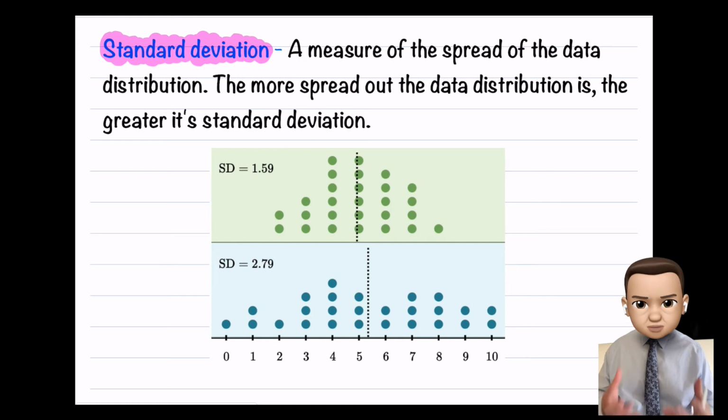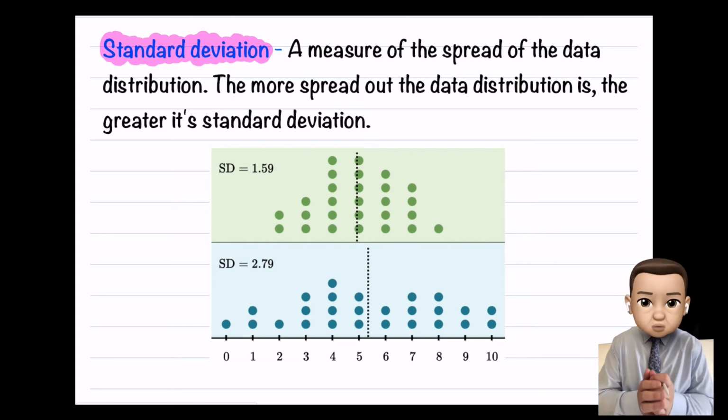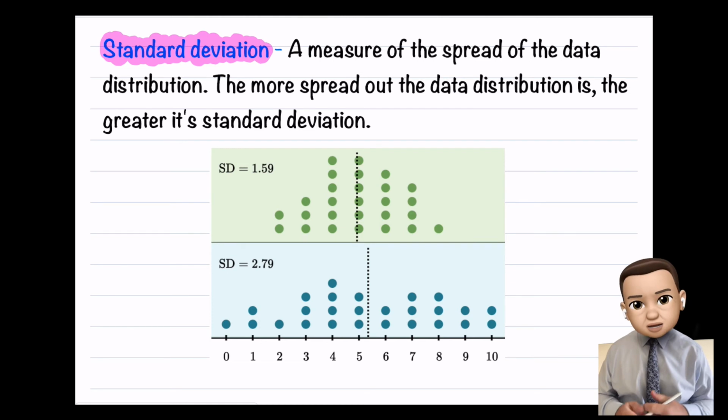But for now, the main thing I want you to understand is if the standard deviation is higher, that means it's more spread out. The more spread out the data is, the higher the standard deviation. The more clumped together it is, the lower the standard deviation is going to be. That's the fundamental thing that I need you to take away from this part of this lesson. So I'll say it again. If the standard deviation is high, then the data is more spread out.